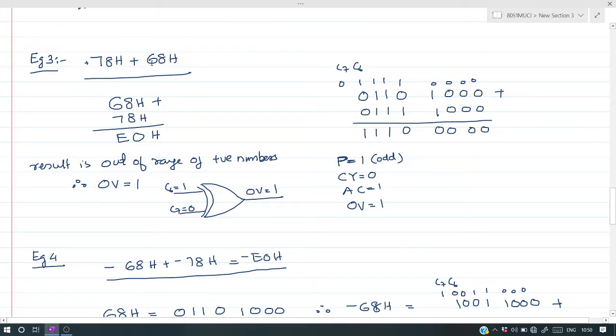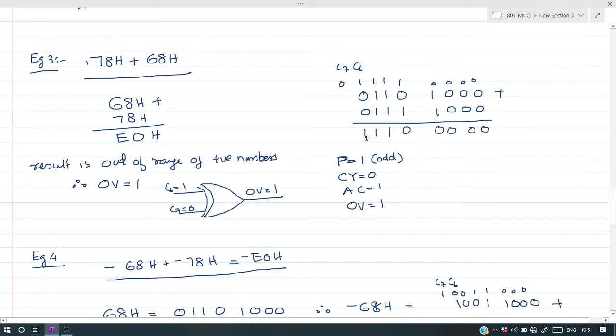Both are positive numbers. When we add these two numbers, we obtain E0h. E0h is out of range for positive numbers. Therefore, obviously, the overflow flag will be set. Let's see this binary arithmetic. 68h is represented in this way. 78h in binary form is like this. When we add these two binary numbers, we obtain the result E0h. Here the number of ones is 3. Therefore, it is odd parity, so the parity flag will be set.